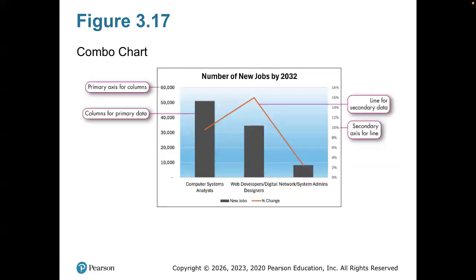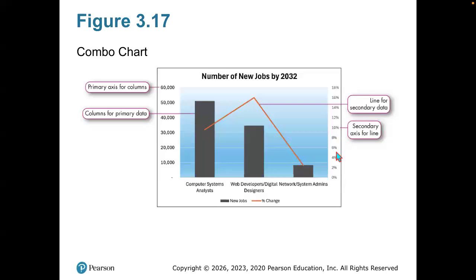And as I mentioned before, we can combine these things too. I have, let's say, multiple pieces of data that's going on here, right? Maybe I want to combine things. Maybe I want to have a column and a line chart. So our columns are still showing, right? This time, the number of new jobs by 2032. So we're showing the primary axis for the columns, and we also have this line showing the percent of change. So from here to here, it's showing how much am I changing, right?